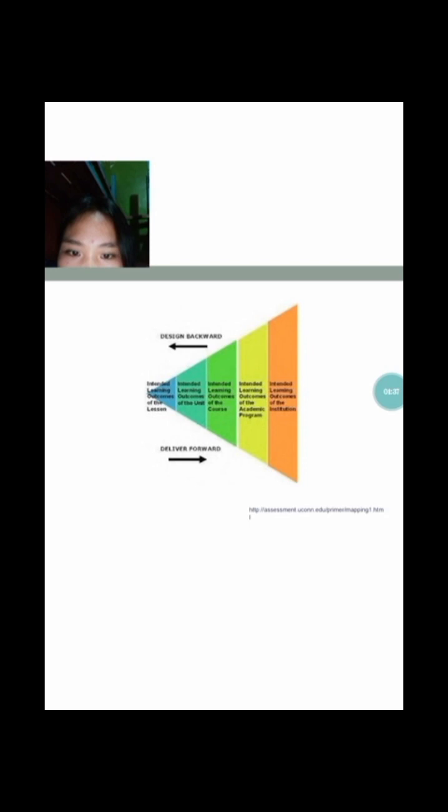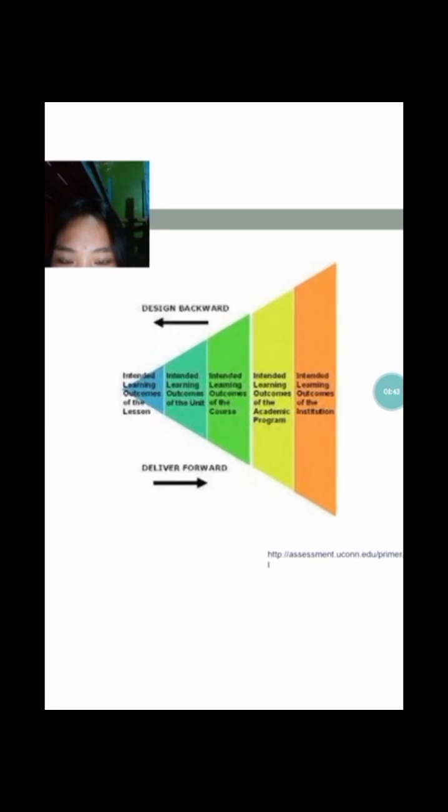And this is the example: design backward and deliver forward. Here are the examples: intended learning outcomes of the lesson, intended learning outcomes of the unit, intended learning outcomes of the course, intended learning outcomes of the academic program, intended learning outcomes of the institution.